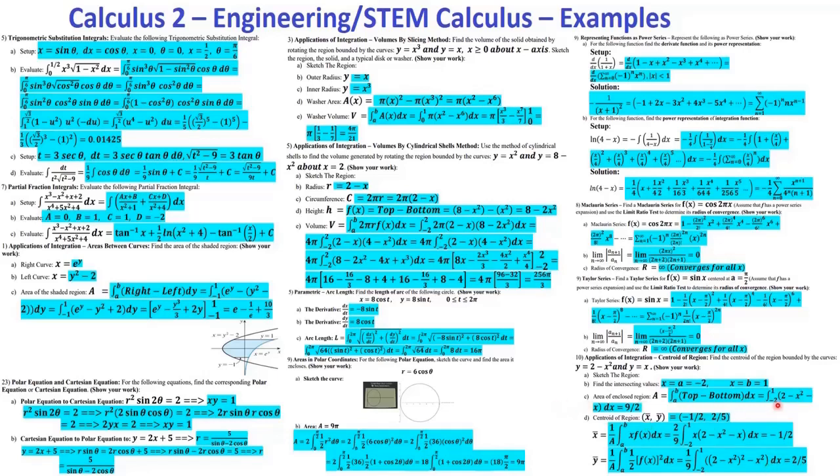That means the centroid of this region is x bar, y bar: minus one half and 2 over 5.